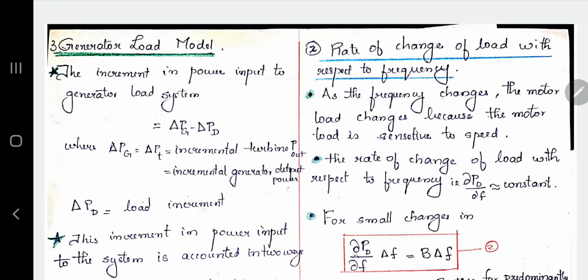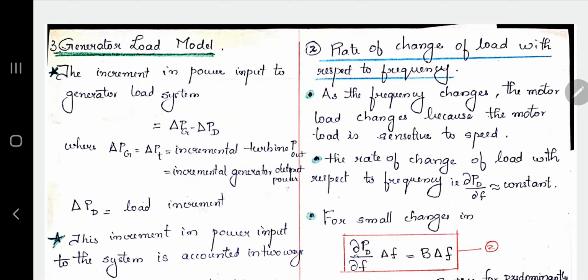Hi friends, we are going into class 5 of module 4, automatic generation control, and in this class we are going to study how to make the generator load model. That is the third model. We have already studied how to make the model for a turbine speed governing system. Then we studied the turbine system model, and the third one is the generator load model.